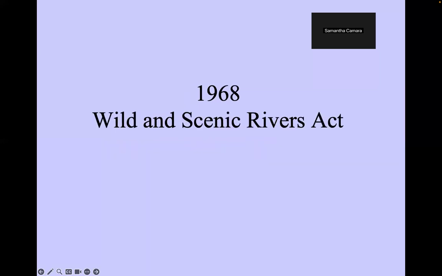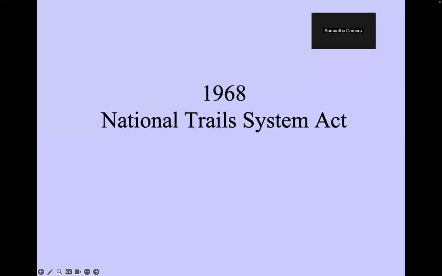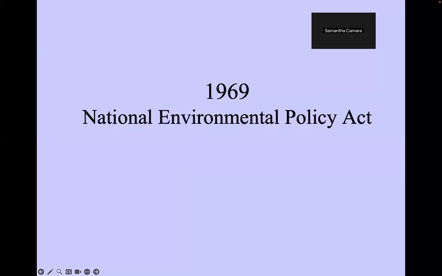Other than that, there was the Wild and Scenic Rivers Act formed in 1968. We will be discussing more. There was the National Trails System Act in 1968, which was focused on trails and needs to be discussed more. There was the National Environmental Policy Act, NEPA, in 1969, which was more focused on environmental protection, as it was a national policy for the environment. We'll discuss more on this.